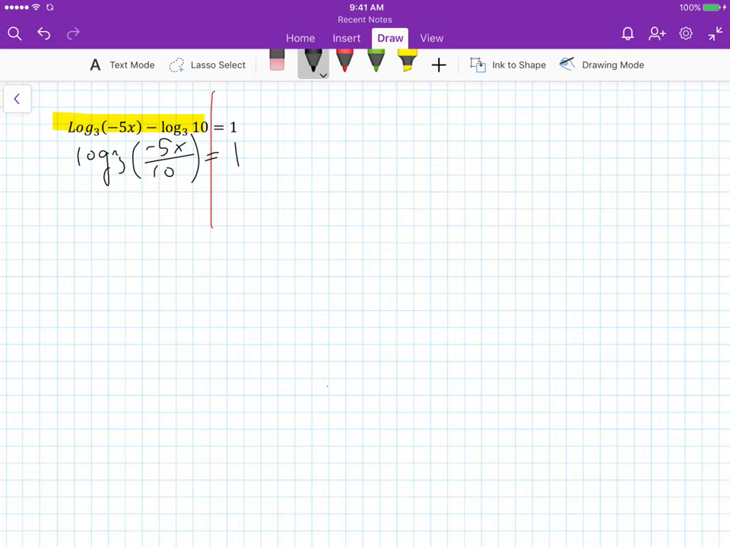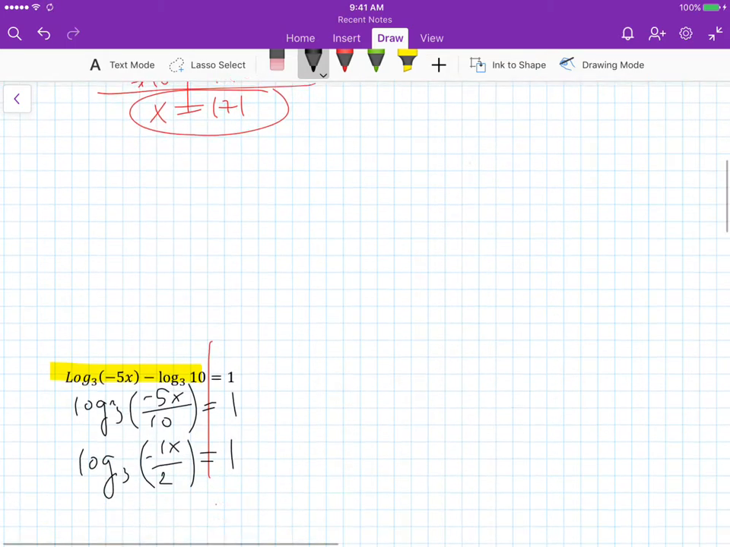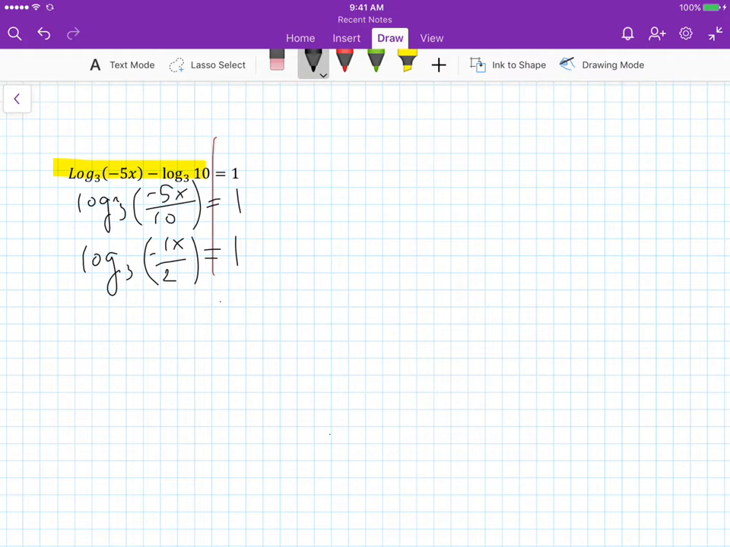With that being said, I could then even simplify if I wanted to. Negative 5x over 10, well, that's the log base 3 of, well, negative 5 over 10 is just like negative 1/2, and then still x. And now I have to figure out, well, how can I drop the log? Well, I can't just drop it like example 1 when they were on both sides here. But I do know that I can use my little exponential form circle and change it. So I could say, well, this is actually just asking 3 to the first power equals negative 1x over 2.